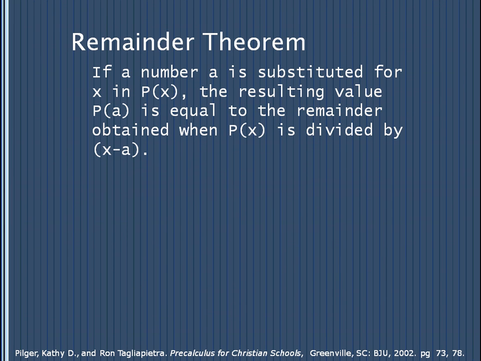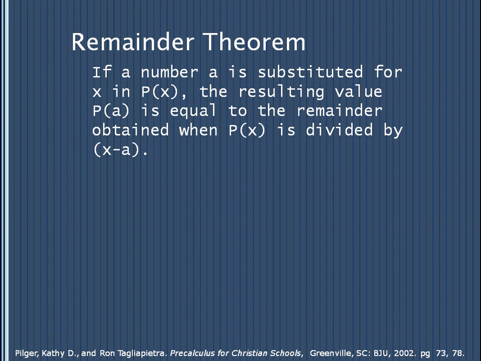Next is the remainder theorem. If a number a is substituted in for x into a polynomial, p of x, the resulting value p of a equals the remainder obtained when the function is divided by x minus a. That's just saying if you plug a number into a function, you can find the remainder rather than doing the division problem. Sometimes it's helpful, but since we have synthetic division, a lot of times doing the dividing is quicker.